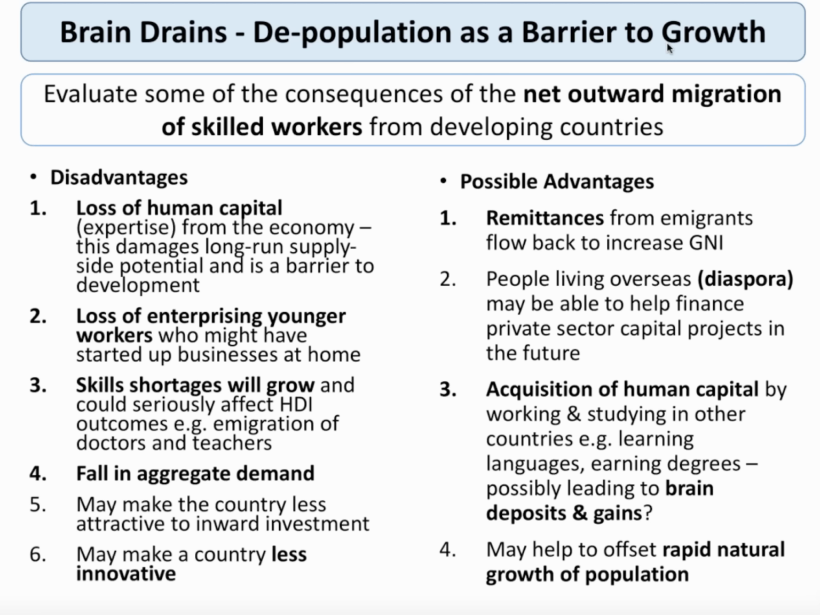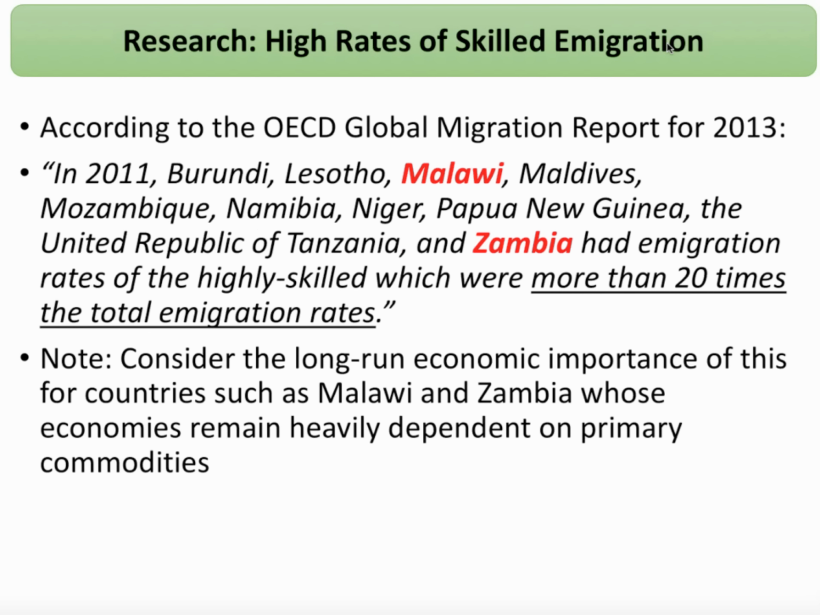Interestingly, I looked at the Global Migration Report from the OECD for 2013. This is not mentioned in the extract, but I think it's quite important as context. Malawi and Zambia are both mentioned, and they're both, of course, in the extract. They had emigration rates of the highly skilled which were 20 times the total emigration rates. There was a very disproportionate outward migration of very skilled workers, partly because wages and employment opportunities are very different in different countries. So it's a significant issue for these countries.